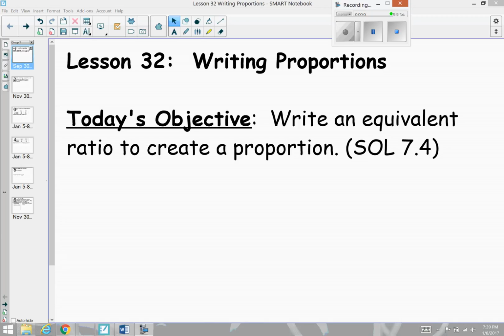Today is Lesson 32, Writing Proportions. Today's objective: we're going to write an equivalent ratio to create a proportion.